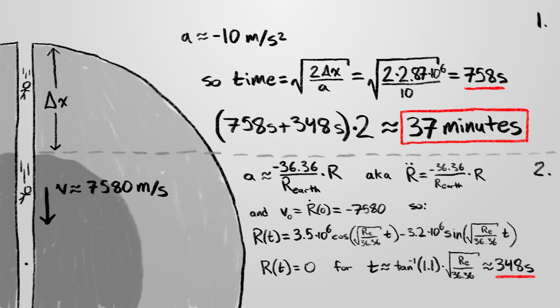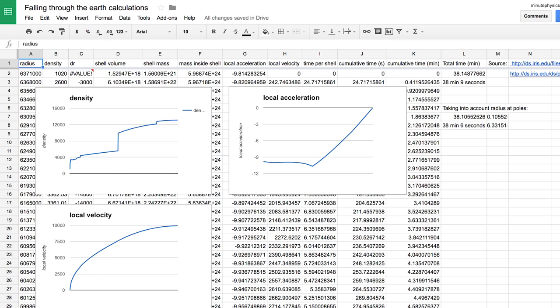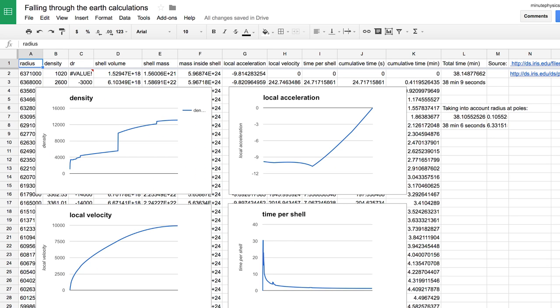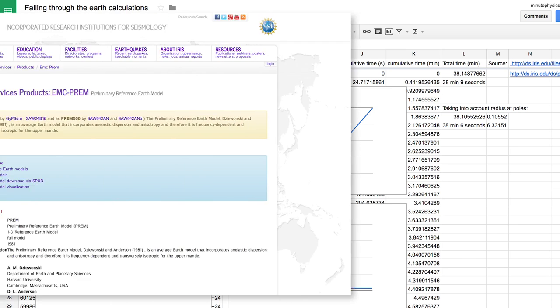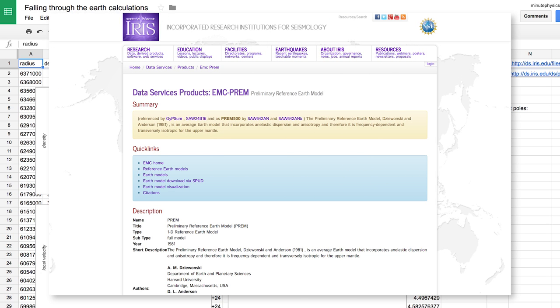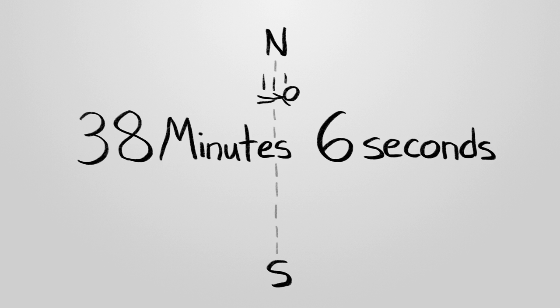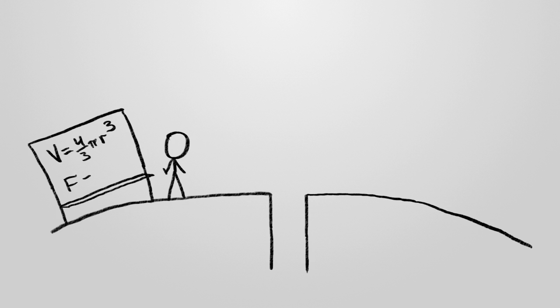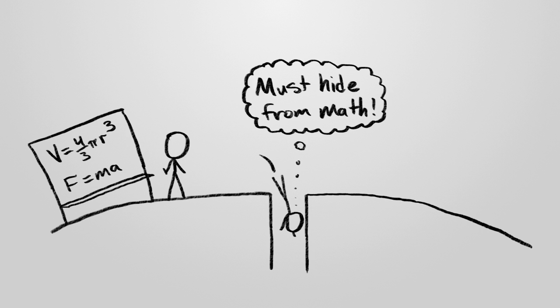Of course, this is still just an approximation, slightly more realistic than before, but far from perfect. If you carefully piece together the time for a falling through the Earth trip based on a more detailed density profile of the Earth, like maybe the preliminary reference Earth model, you can be even more precise: 38 minutes and 6 seconds from pole to pole. But either way, if instead of calculating you jumped into the hole at the start of this video, you still have a long ways to go before reaching the other side of the Earth. Safe travels!